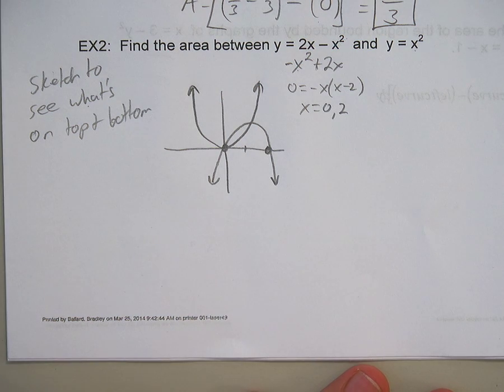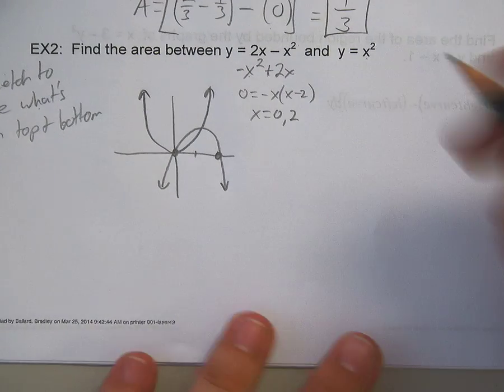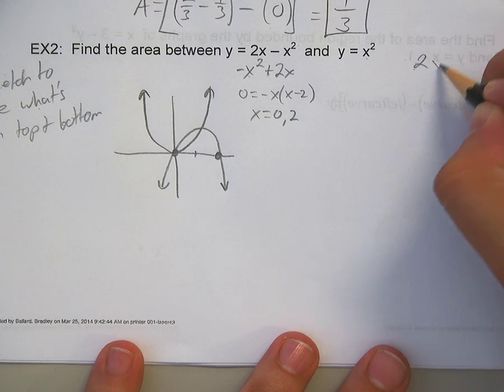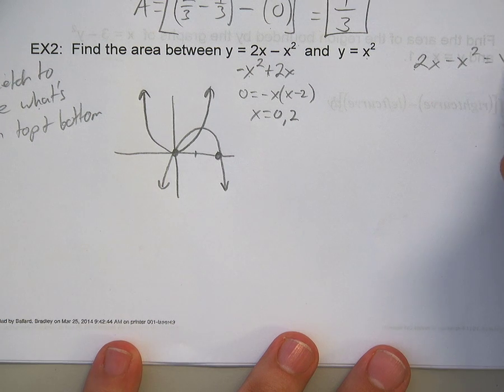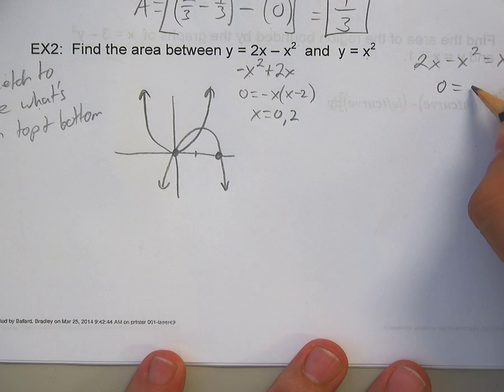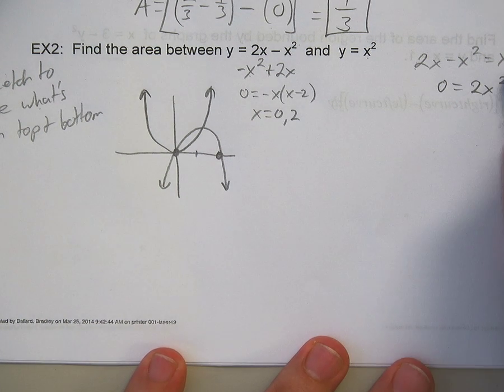Now I do need to figure out where these two things hit, and you can do that. You can set up and see where they hit. With a calculator, you can do it by hand. I'll do it by hand over here on the side just to show you real quick. Let's say 2x minus x squared is equal to x squared. Subtract your x squared over. Now let's get everything over here. This is going to be 0 is equal to 2x squared plus 2x minus 2x.